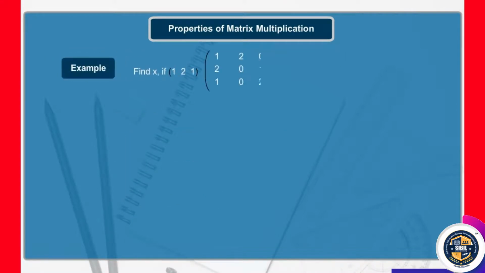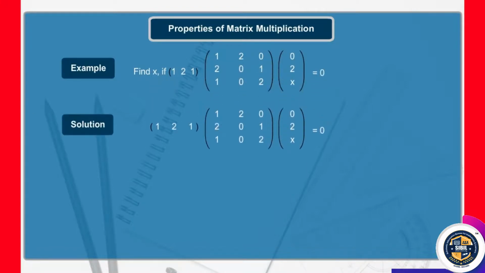Example, find x for the given condition. Solution. Multiplying the first two matrices and then the remaining two matrices, and putting it all equal to 0, we can solve for x and get x equal to minus 1.